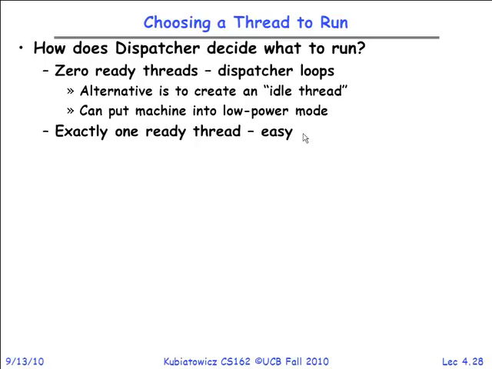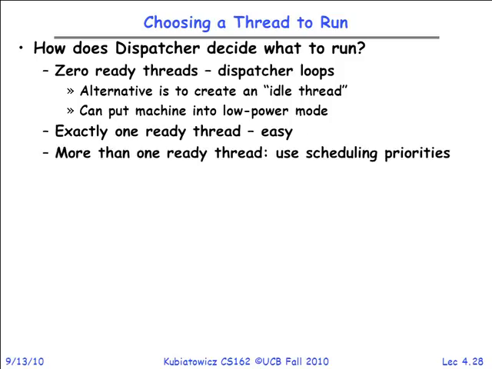More than one thread. Well, this is where things get interesting, right? Now you could say, well, the way I pick the next thread to run is I have some scheduling priorities. So I search through my list in the ready queue, and of the things that are ready to run, I pick the one that's highest priority. Okay?